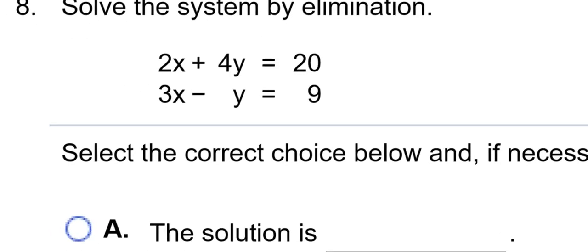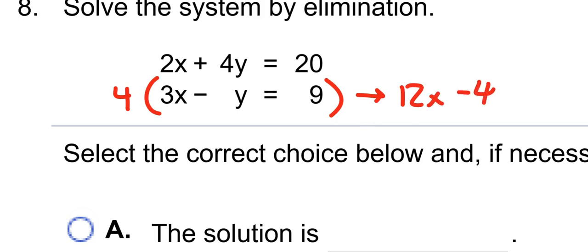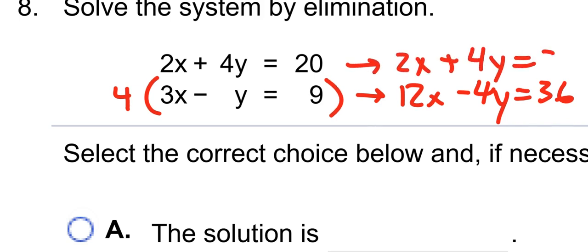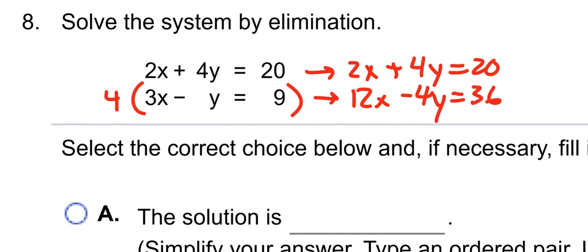What would you multiply the bottom equation by? What would be the easiest number to multiply the bottom equation by to get rid of the y's? 4, positive. Okay. So 12x minus 4y equals 36. Leave the top equation alone. 2x plus 4y equals 20. Go from there. Shouldn't take you too much time to get this, since we've been doing it a bunch.